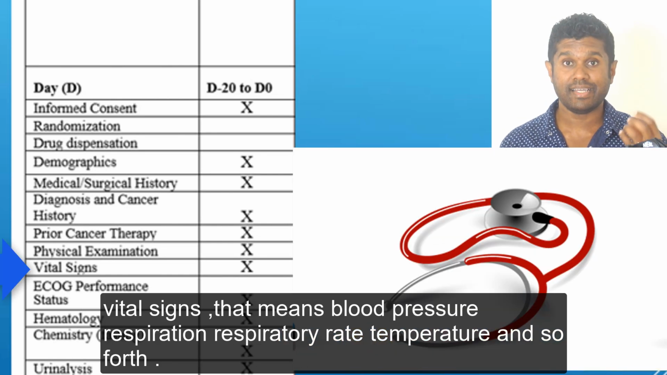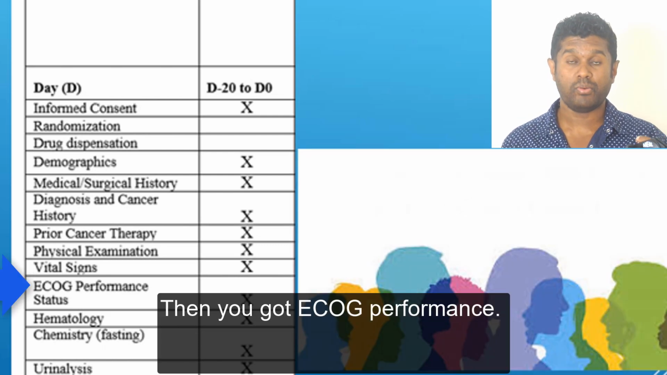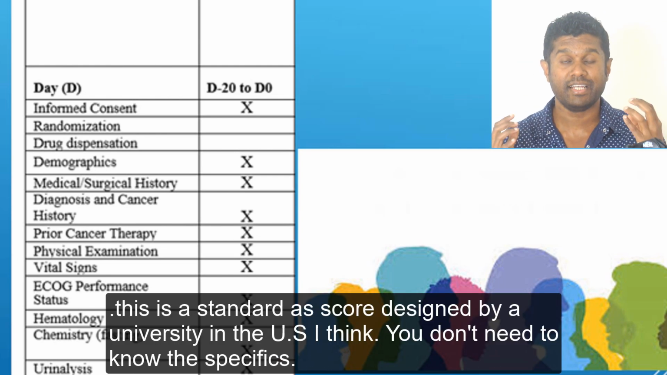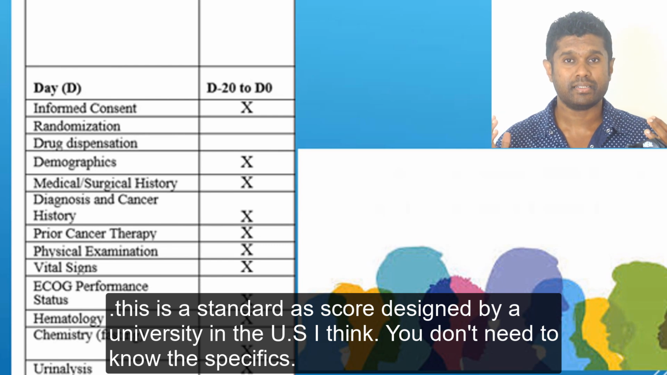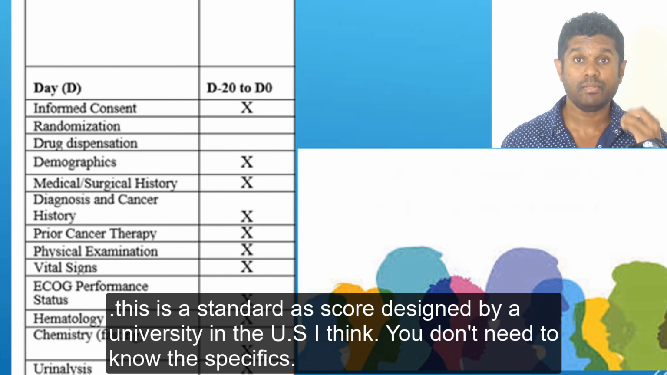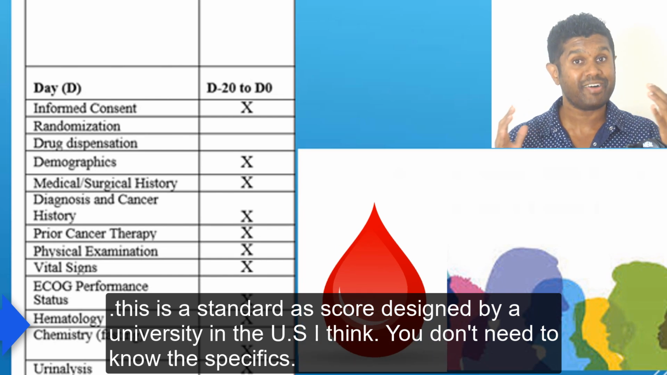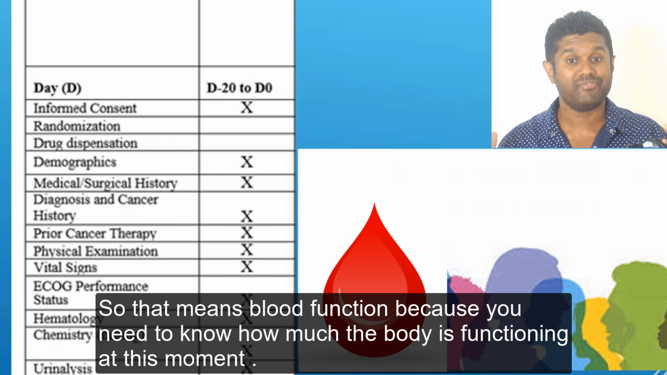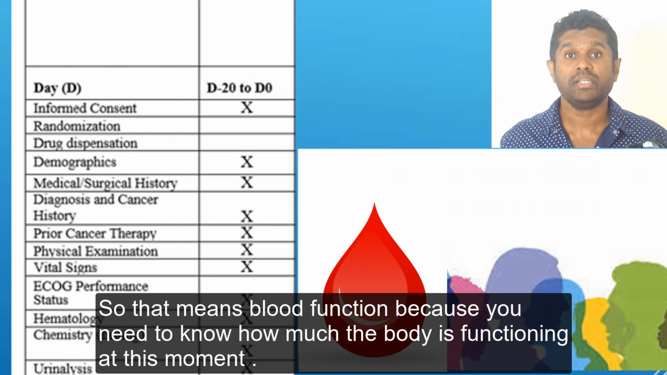And then vital signs, that means blood pressure, respiratory rate, temperature, and so forth. ECOG performance, that means the cancer patient's functionality. This is a standardized score designed by a university in the US, I think. So ECOG, you don't need to know the specifics. Then hematology, that means the blood function. How many red blood cells, white blood cells, platelets are there, and so forth, right? That means blood function, because we need to know how well the body is functioning at this moment, right?